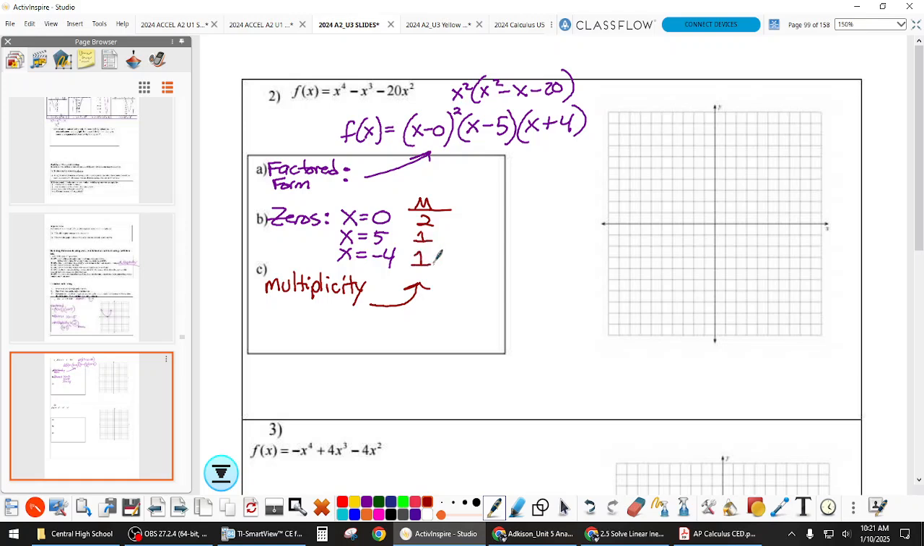So what will the graph do at x equals 0? It will bounce. And then how about at x equals 5 and x equals negative 4? It'll just, yeah, straight through. Straight. Okay.